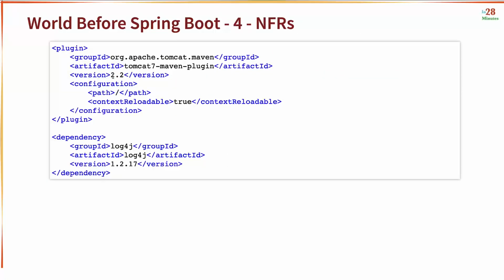In addition, you also need to worry about non-functional requirements. Your application needs to have logging. You need to have good error handling for your application. You need to be able to monitor your application in production. You need to be able to look at metrics for your application in production. So in the world before Spring Boot, you needed to manually implement these non-functional features: logging, error handling, and monitoring.